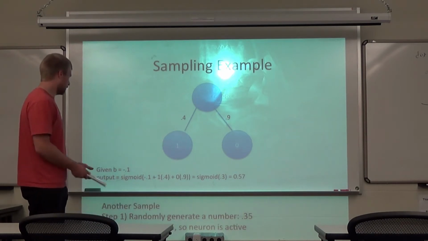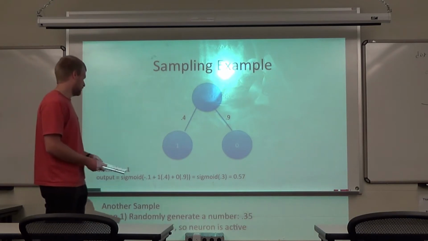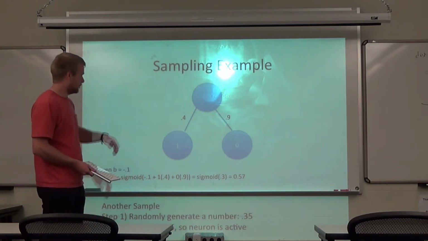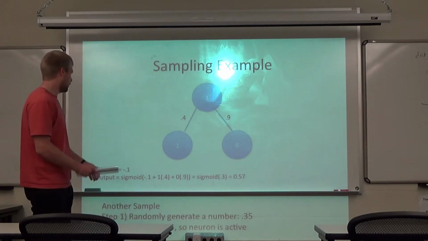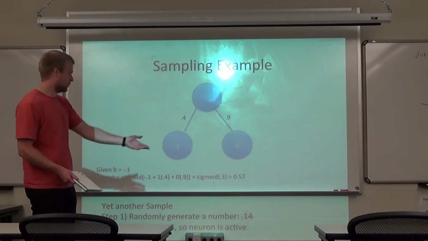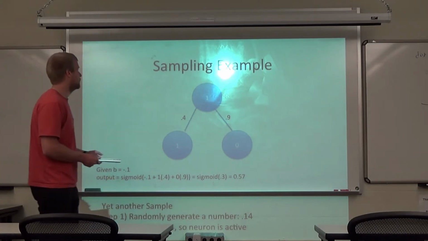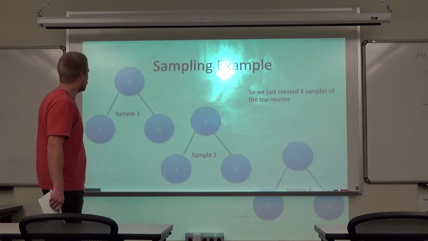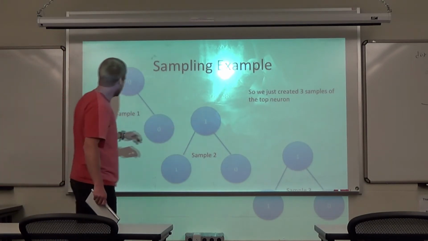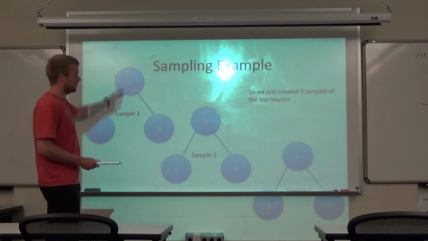We can take another sample. Let's say the randomly generated number was 0.35. That's less than the output, so this would be a 1. Then we can do another one. Let's say the random number was 0.14. 0.14 is less than 0.57, so again, the neuron is active. So what we've just done is created 3 different samples of this node, given that these nodes are set. That's what I mean when I say sampling.